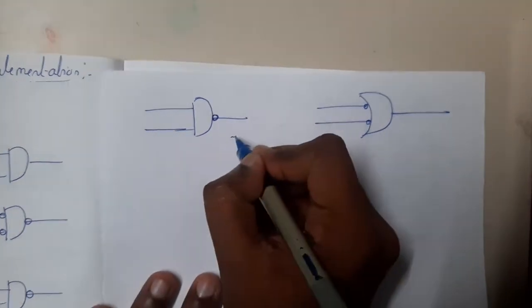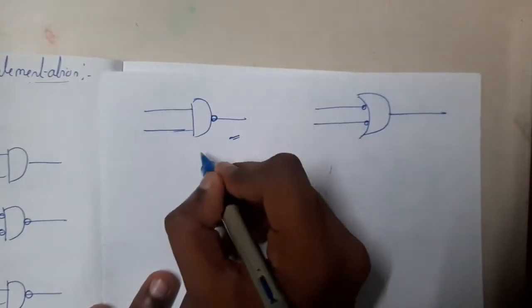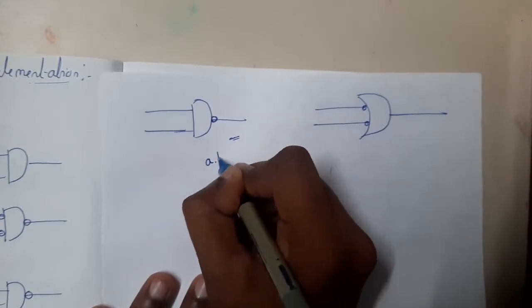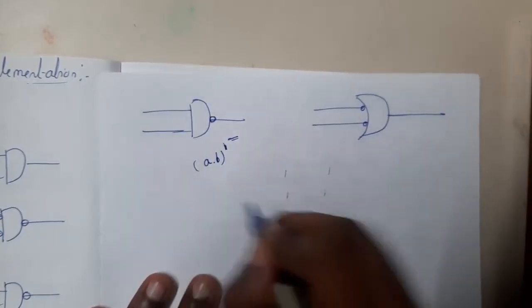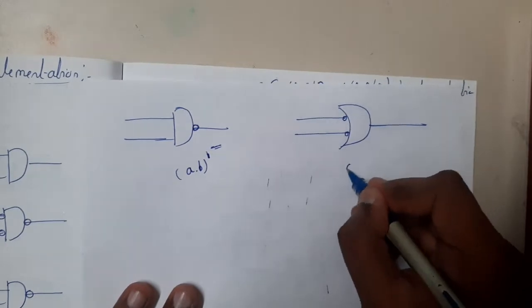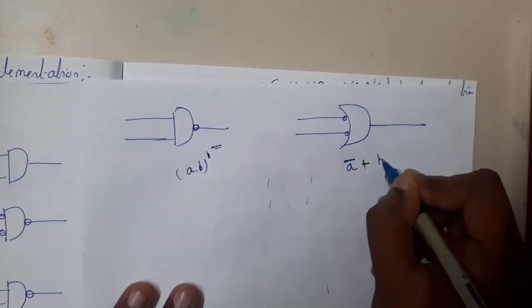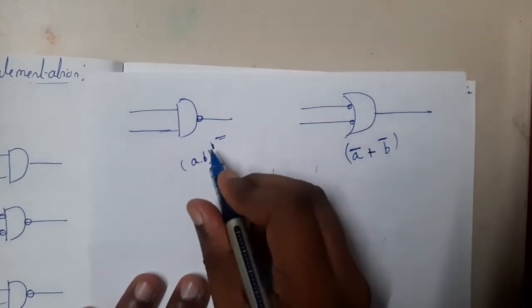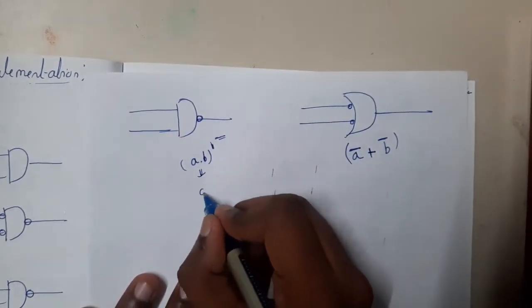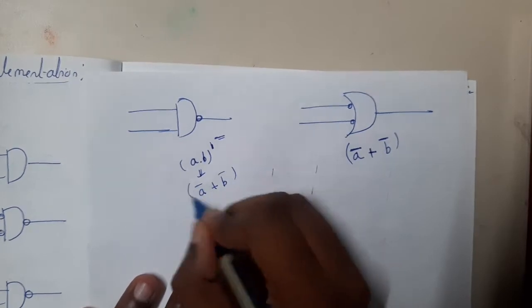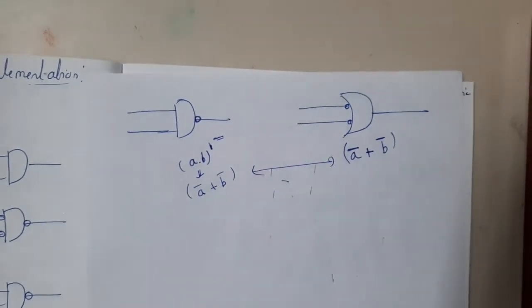Here, what exactly is happening, guys? So it is an AND gate, so A dot B complement, right? So what exactly is happening here? A bar plus B bar, right? If you send this complement inside, it is nothing but A bar plus B bar, right? So indirectly, are these both equal?